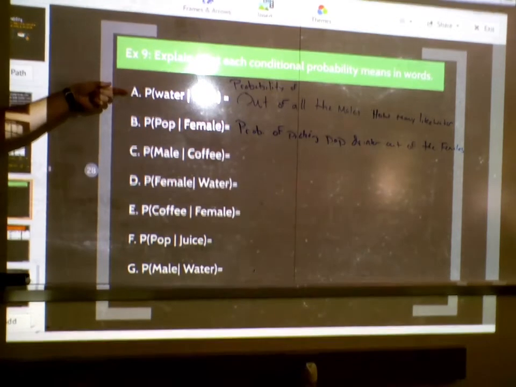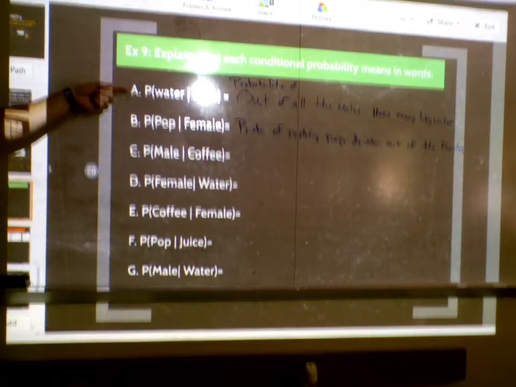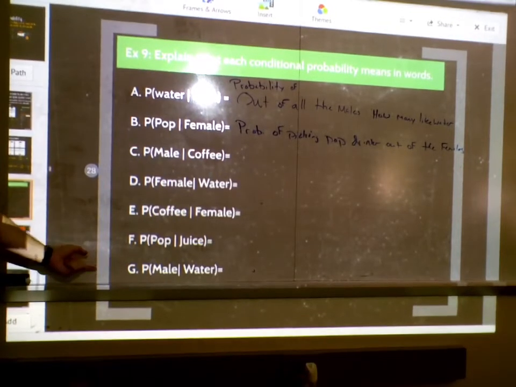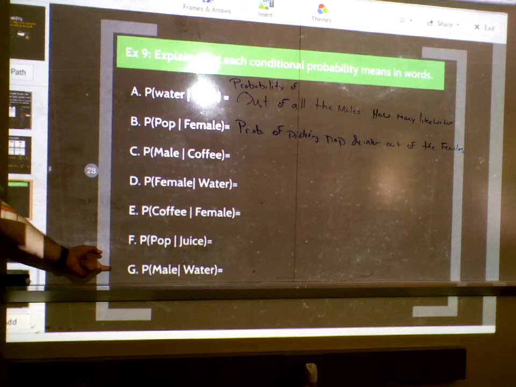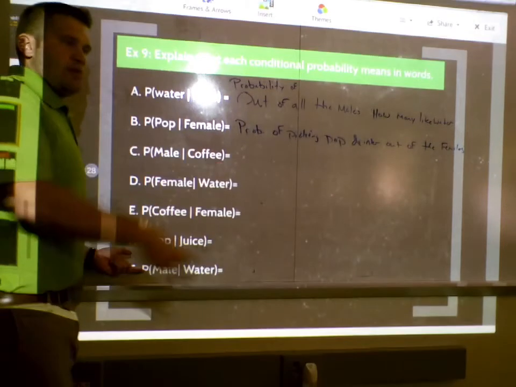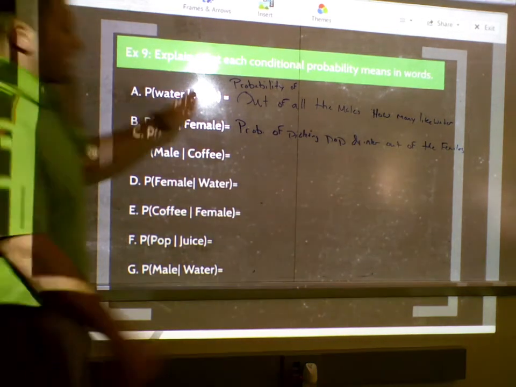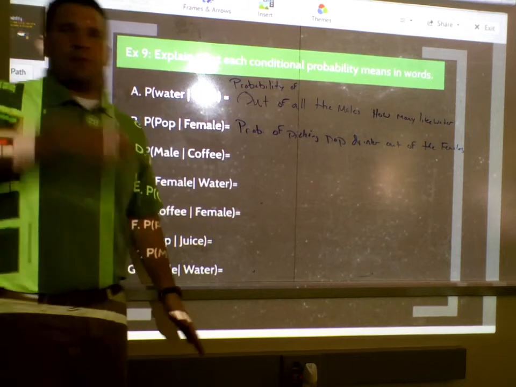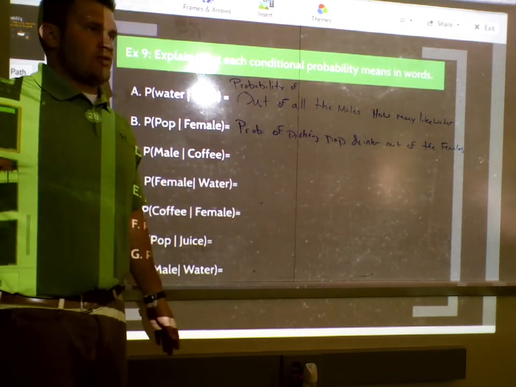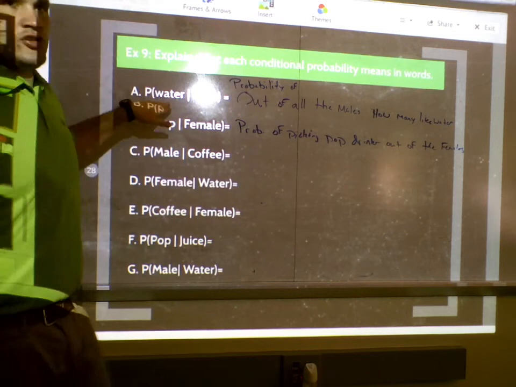The last one is the opposite of the first one. The first one is the probability out of all the males, how many like water. The last one is the probability out of all the water drinkers, who's a male. Or the probability of picking a male out of all the water drinkers. The second one is the population you're taking from. I don't care what order you wrote it in, as long as you clarify that the second one is the population you're taking people out of. So I'm picking a water drinker out of all the males.